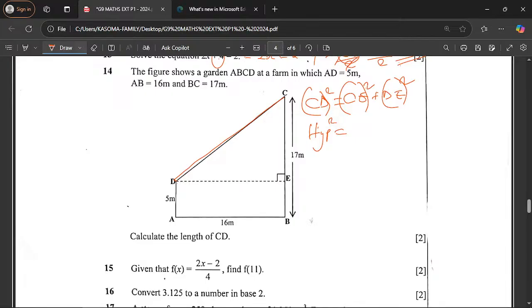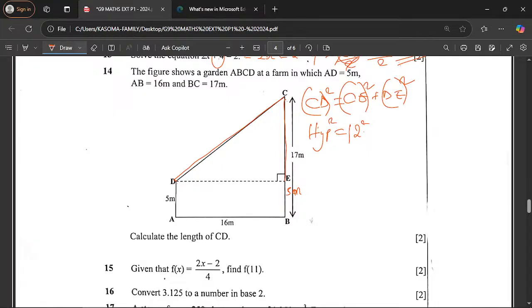CE is this length here up to here. So what is that length? Since we know that AD or DA is equal to 5 meters, and DA is equal to EB, that is 5 meters, not centimeters. So we subtract 5 from 17, because the 17 is for the entire length from C to B. When we subtract 5 meters from 17, it will leave us with 12 meters.